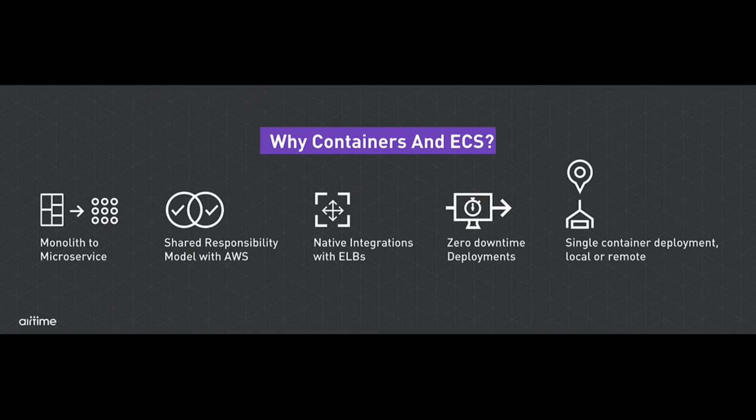You also get the native integration with other AWS products. So with ECS, you get the native integration with load balancers and Route 53, which meant that we could hit our zero downtime deployment goal and rolling deployments by using some of those features that were already baked into load balancers. And finally, monolith versus microservices is worth a whole debate in and of itself.